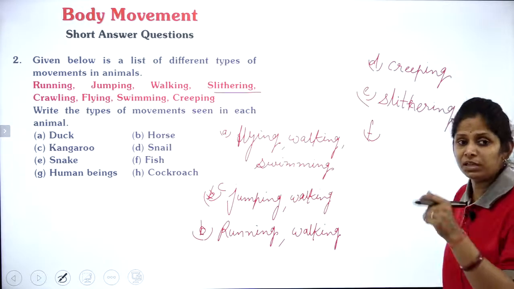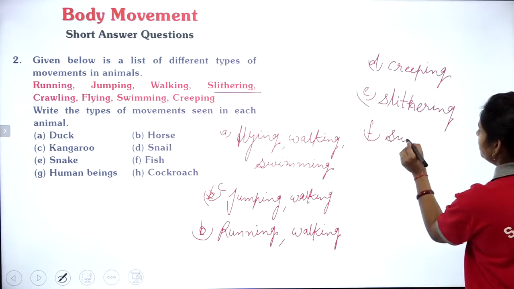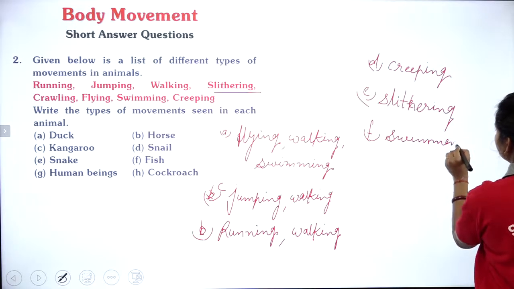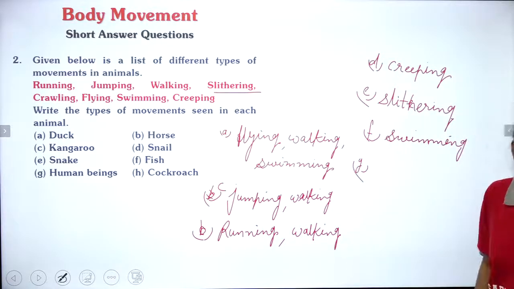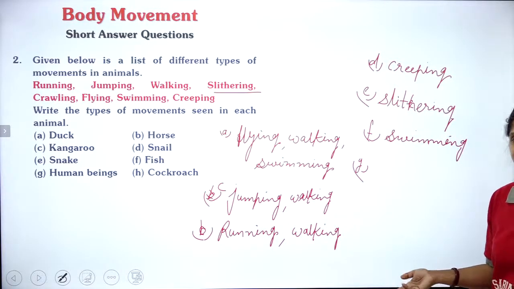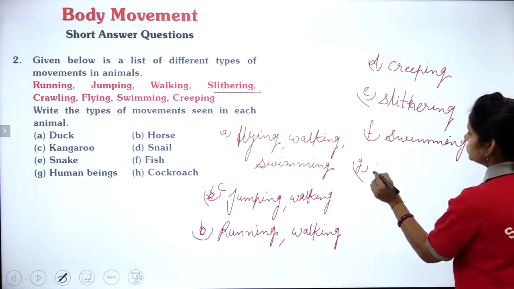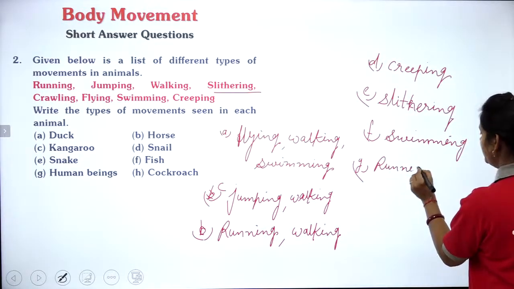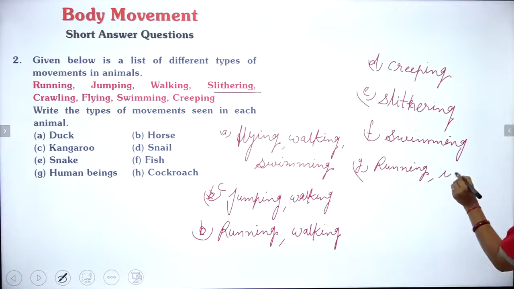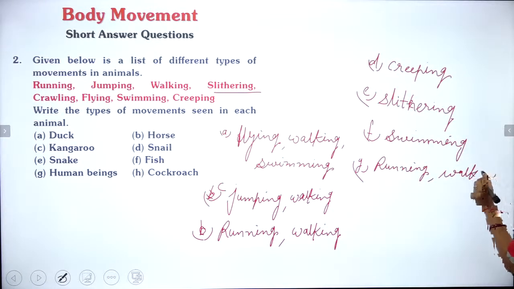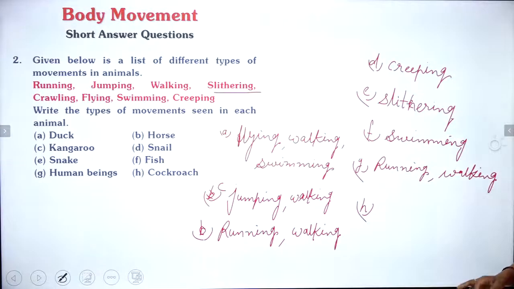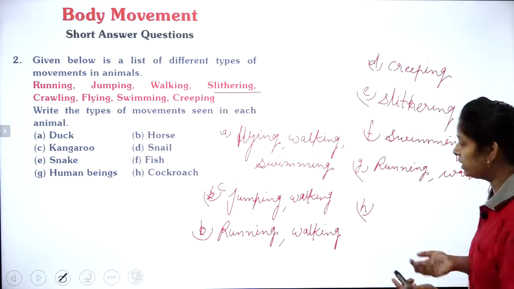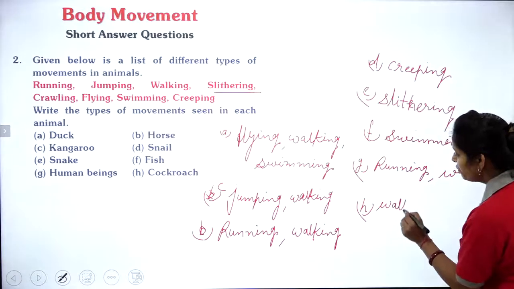You know, they have limbs, three pairs of limbs, so six limbs they have. So obviously they can walk. So the first type of movement is walking. But they have wings also, so they can fly also, but only for short distances. So we will write down here flying also, but this type of flying is only for short distances.